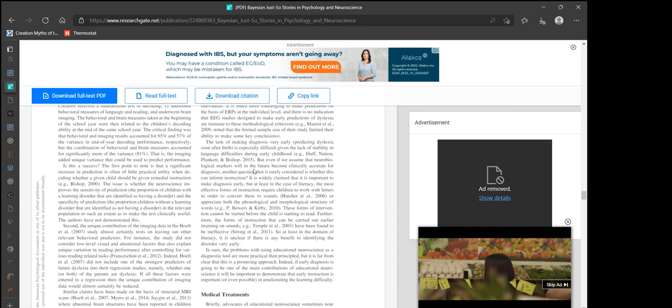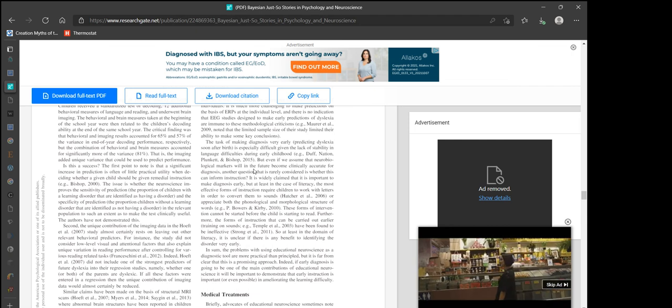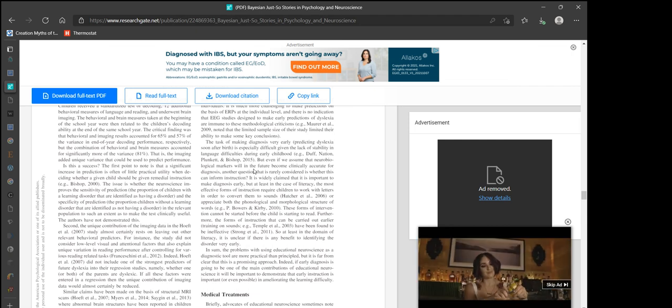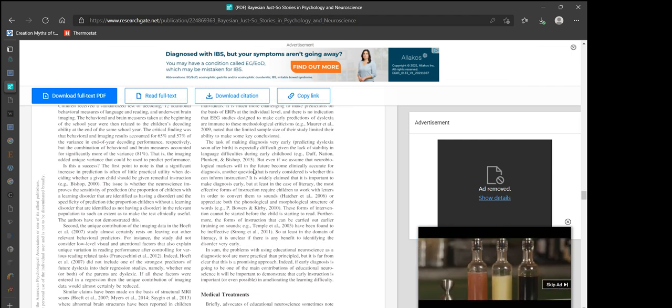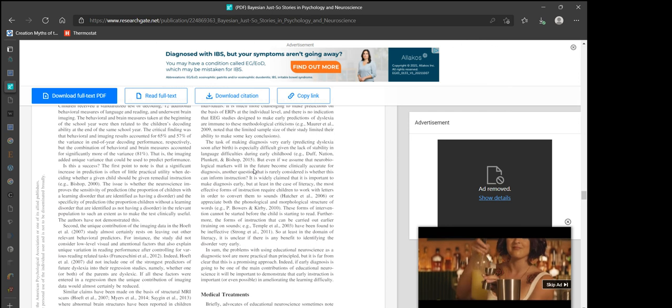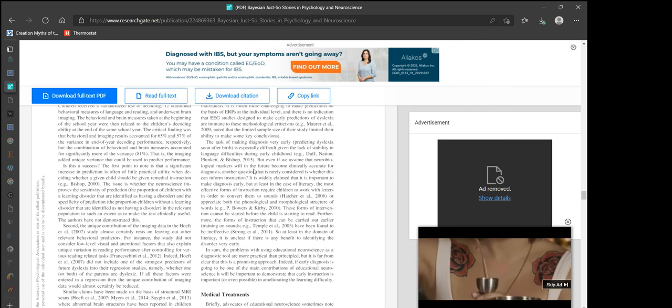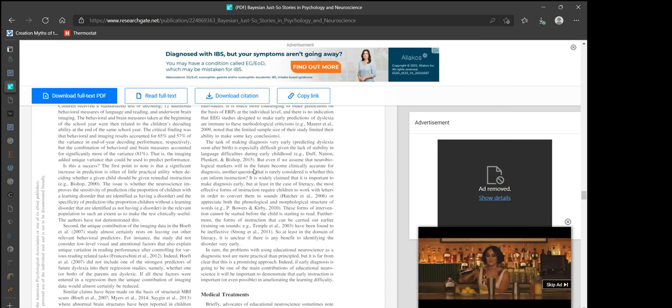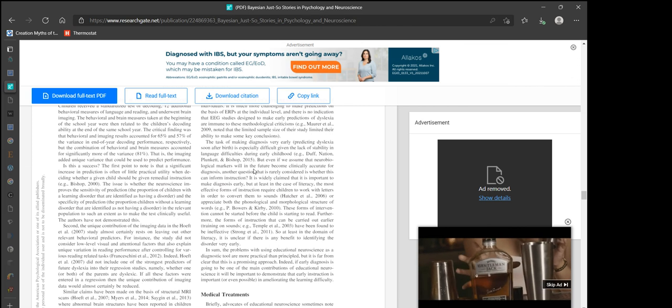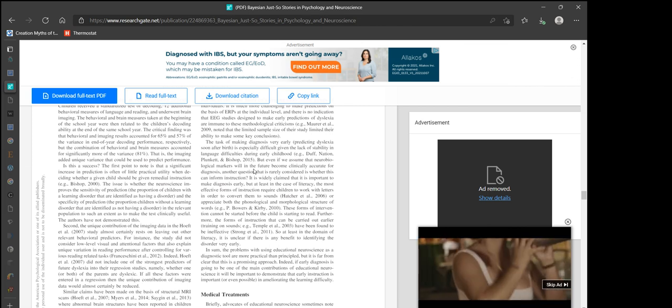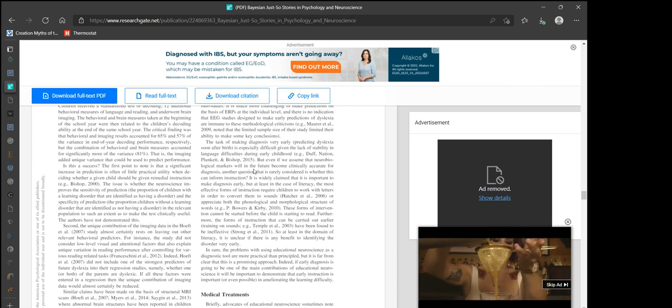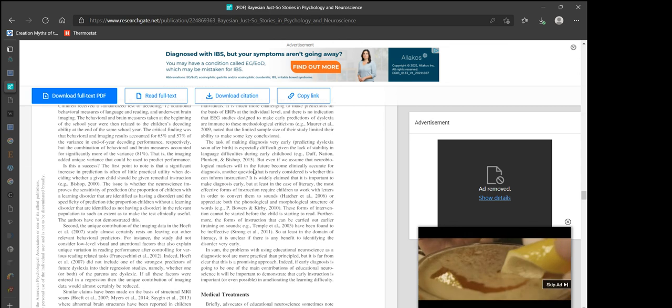For instance, Maurer et al. 2009 noted that the limited sample size of their study limited their ability to make some key conclusions. The task of making diagnosis very early, predicting dyslexia soon after birth, is especially difficult given the lack of stability in language difficulties during early childhood.